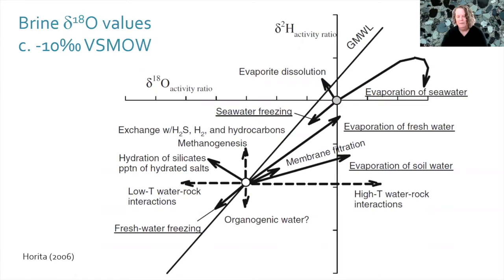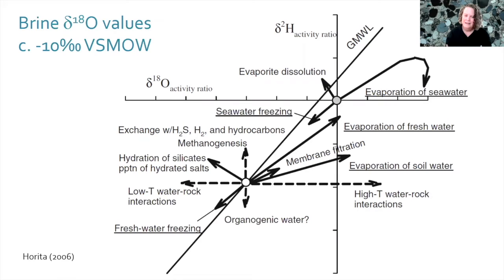Well, this diagram from Hardie shows the evolution of waters in natural brine forming processes. Evaporation tends to increase the delta 18O value of brines because the lighter isotopes are preferentially evaporated. But we see the opposite being true during the freezing of seawater because the heavier isotopes tend to go into the solid component, whether it be ice or a mineral precipitate.